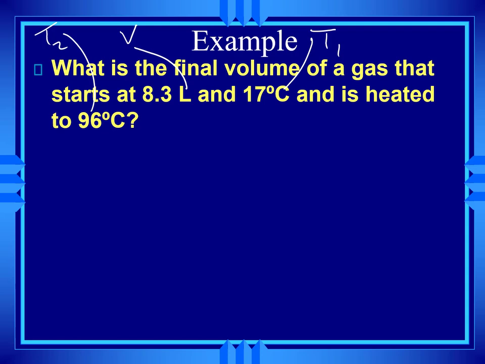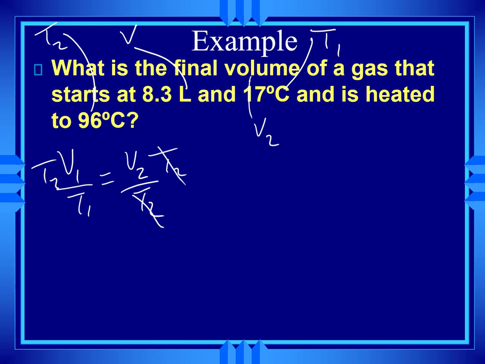Okay. And they want the final volume, so they want V2. So, hey, anybody know an equation with those 4 pieces in it? So V1 over T1 equals V2 over T2. I want V2 by itself, so I just have to move that T2 to the other side, or multiply both sides by T2.